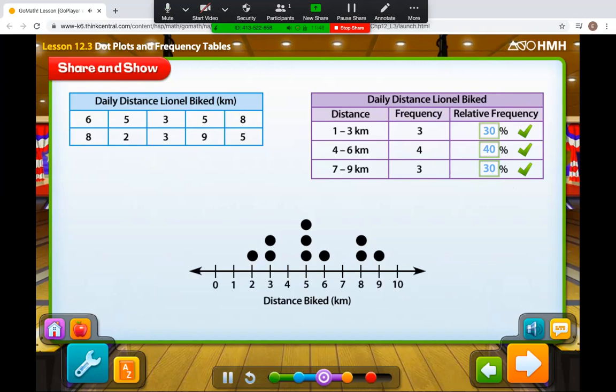That's right. Since there are 10 pieces of data, you can divide 3 by 10 and divide 4 by 10. Then you can find the percent for each interval. So 30% of the time, Lionel biked 1, 2, or 3 kilometers. 40% of the time, Lionel biked 4, 5, or 6 kilometers. 30% of the time, Lionel biked 7, 8, or 9 kilometers.